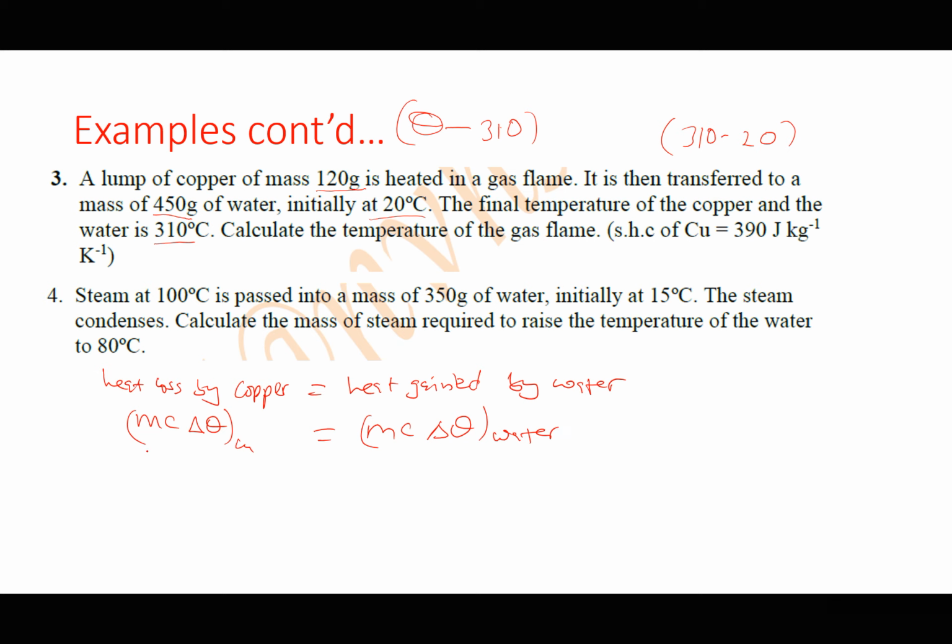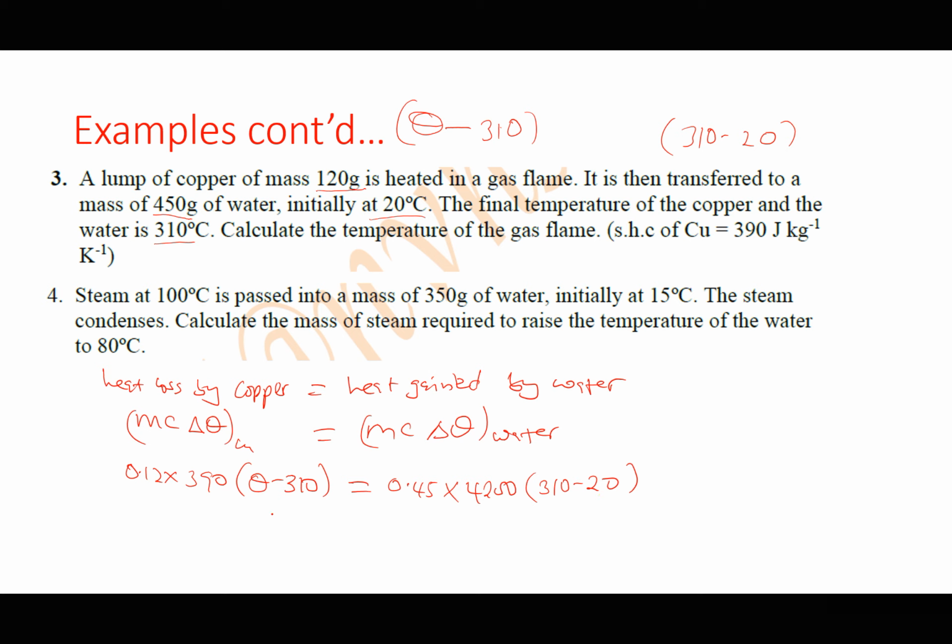So this is going to be the mass of copper, 0.12, specific capacity of copper, which is 390 joules per kilogram, change in temperature, which is theta minus 310. This is going to be equal to the mass of water, which is 0.45 because it's 450 grams. Specific capacity of water is known, of course, that is 4,200 times the change in temperature, which will be 310 minus 20.